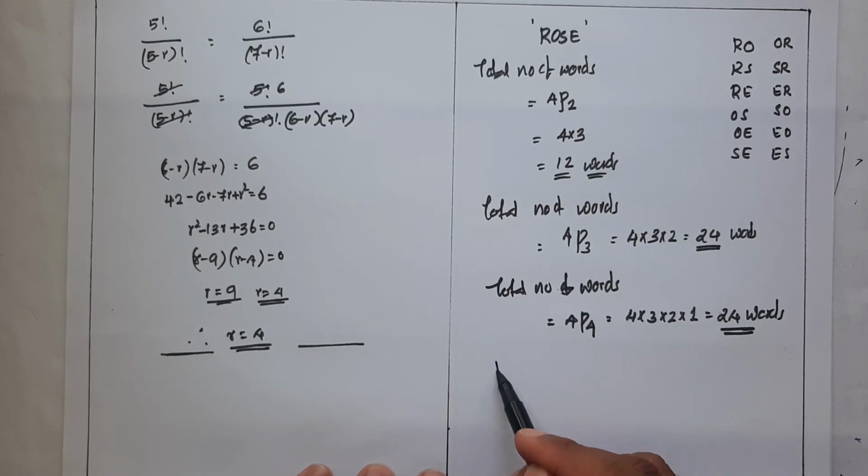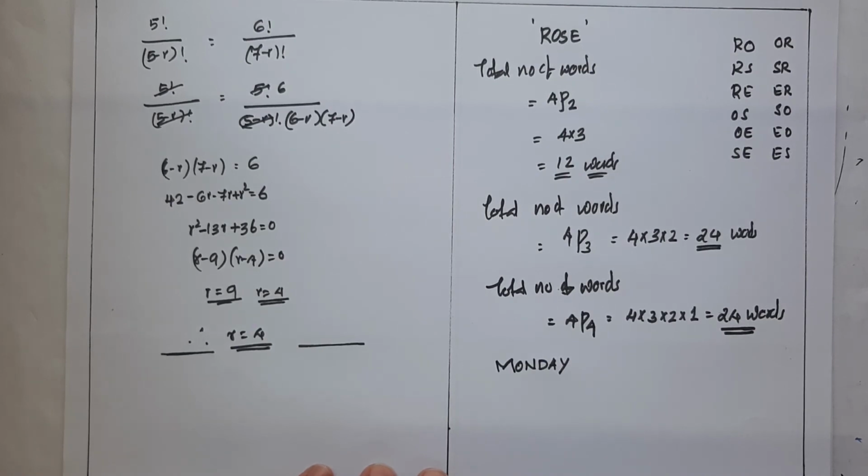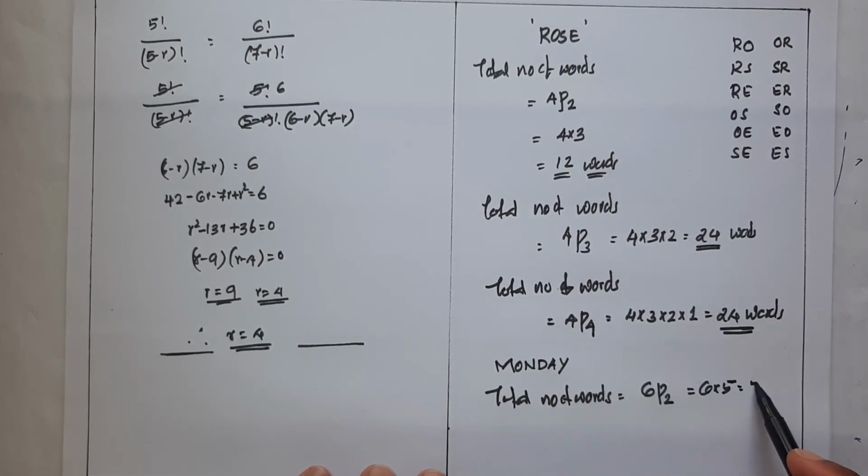Okay, now here's one more question. Monday. How many 2-letter words can be formed using the letters of the word Monday? Here the total number of words is equal to, actually 1 2 3 4 5 6 letters are there. With 6 letters, how many 2-letter words can be formed? That is 6p2. What is 6p2? 6 into 5, equal to 30 words. We can form 30 words.